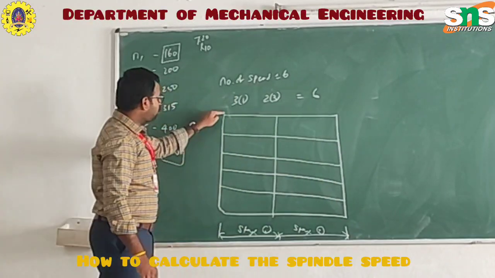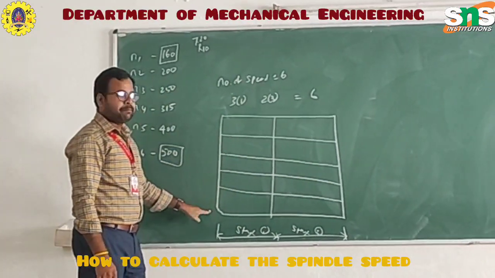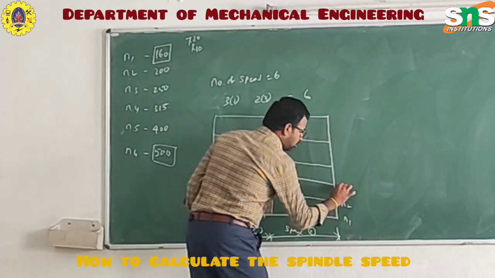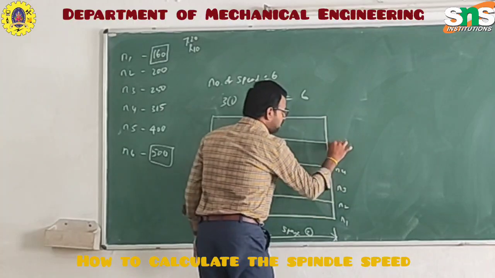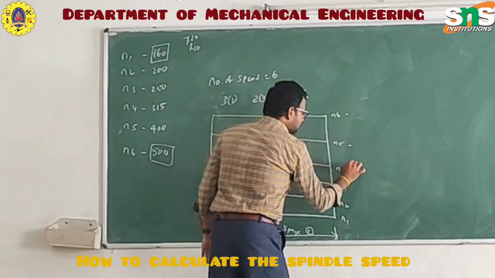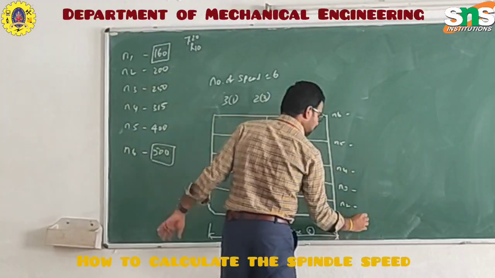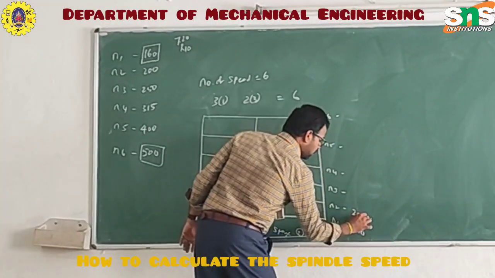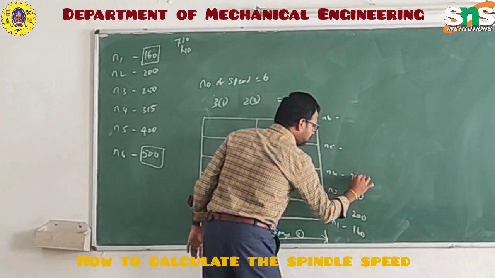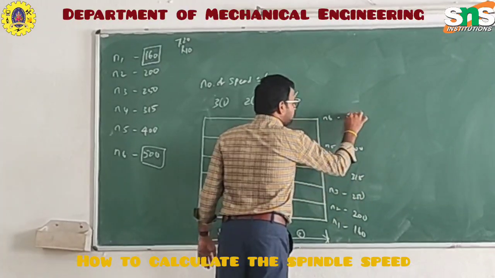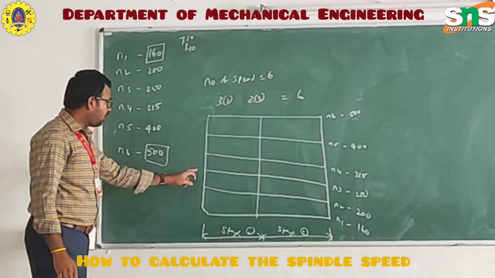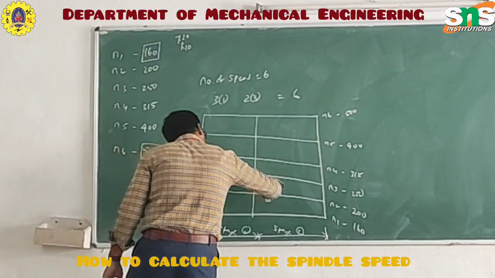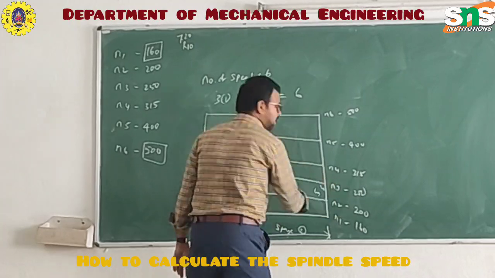Now you can check it: 1, 2, 3, 4, 5, 6. Parallelly you mention the values here: N1, N2, N3, N4, N5, N6, along with the values 160, 200, 250, 315, 400, 500. This is called a shaft: shaft 1, shaft 2 and shaft 3.